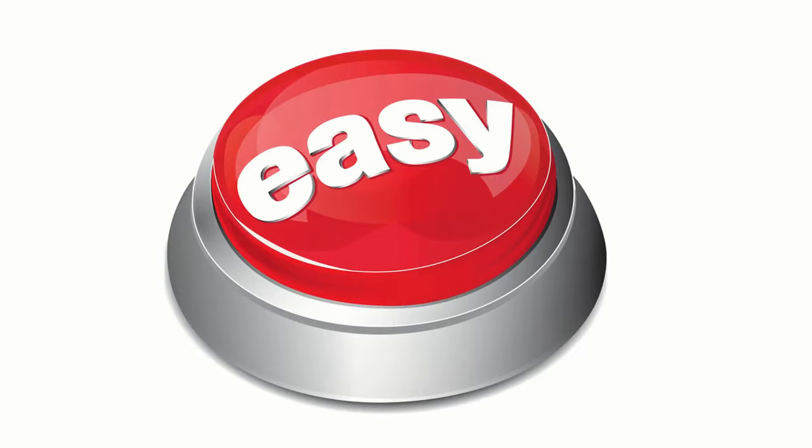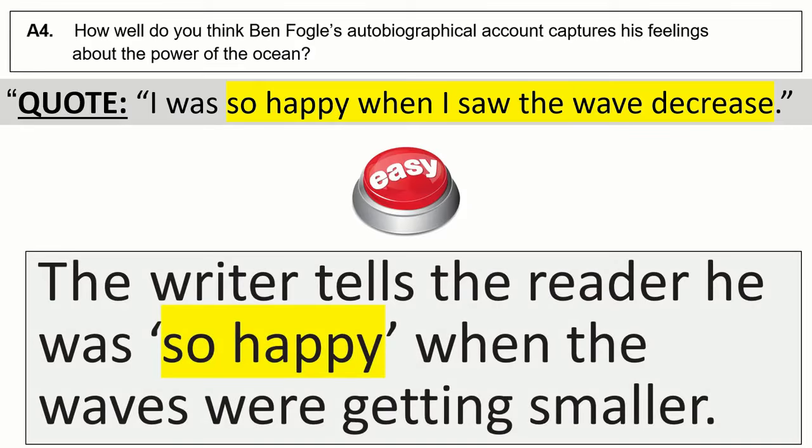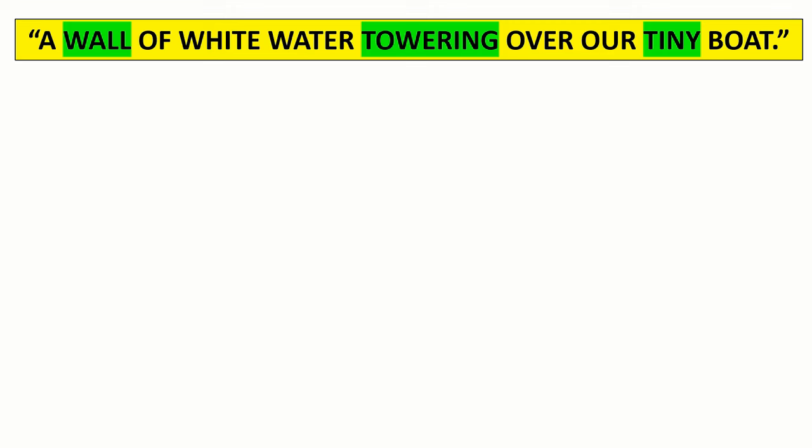Again, if there's easy answers, just put them in your answer and don't bother explaining. So if the quote was, I was so happy when I saw the wave decrease, an easy answer would be, the writer tells the reader he was so happy when the waves were getting smaller. So really, really simple. All I've done is put the quote I want into my answer, and I haven't bothered explaining because it's so easy.